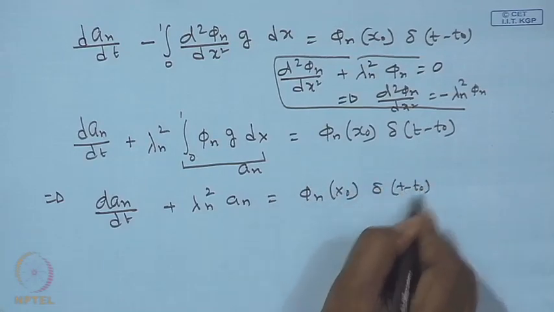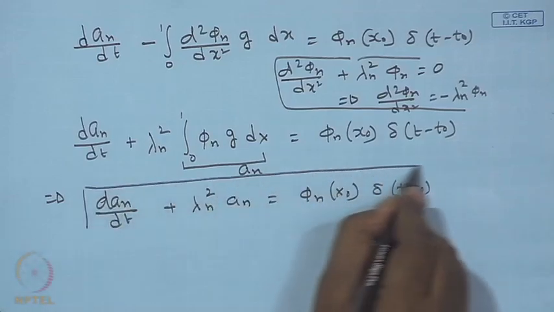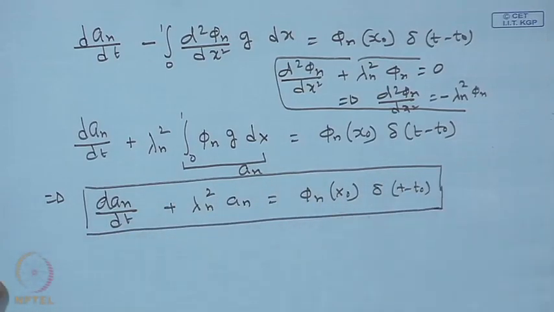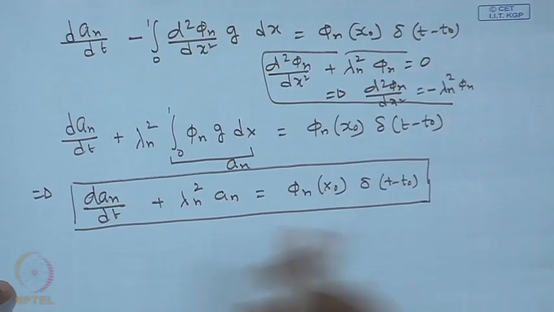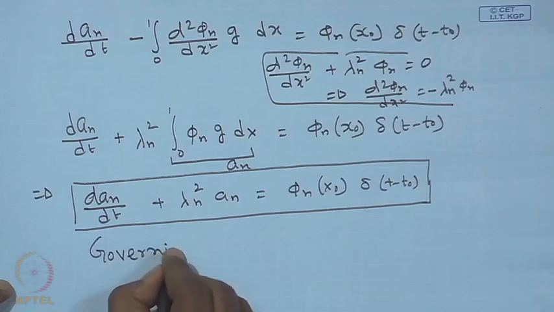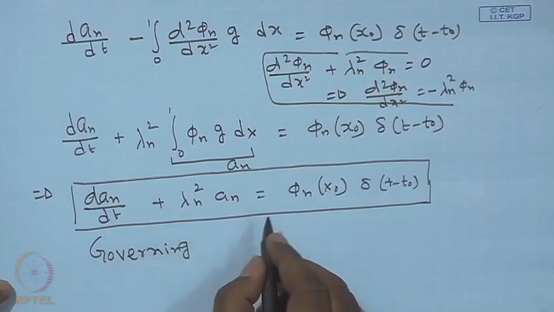See the development, this gives the governing equation of the coefficient that we defined whenever we define the Green's function g. So, this gives the governing equation of coefficient a n, which is a function of time.